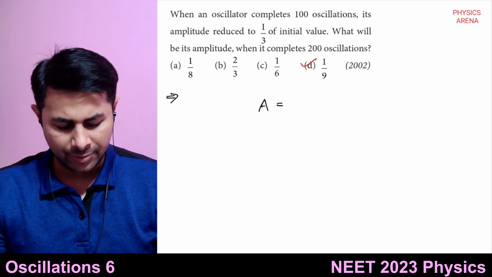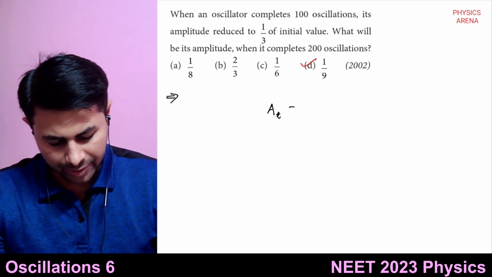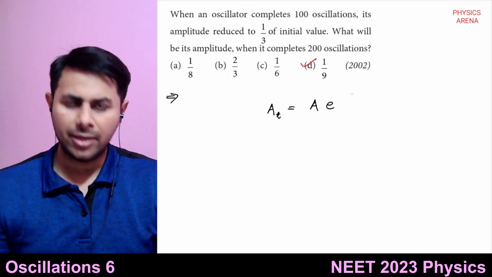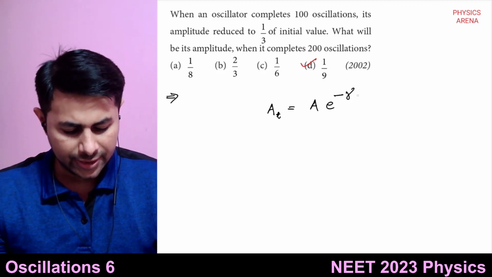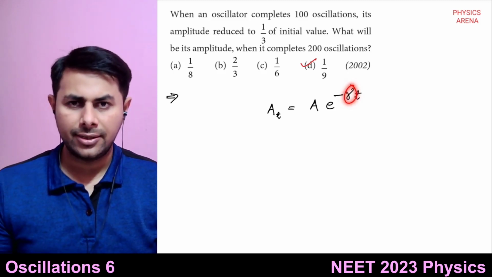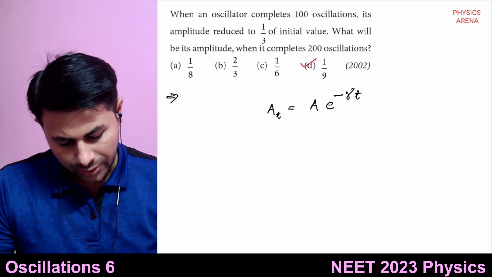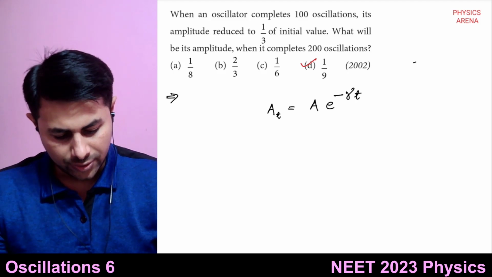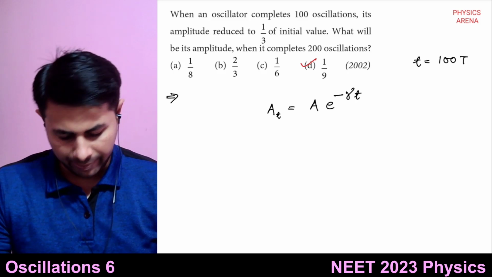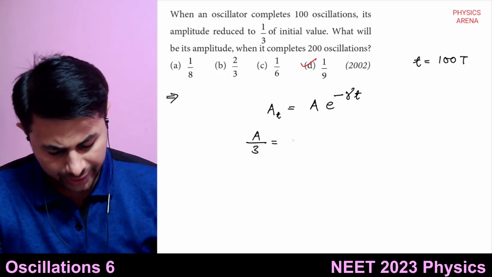A at some time t is equal to A multiplied by e raised to minus b upon 2m into t, or we can just write minus gamma t. Okay, gamma is called as decay rate. Now after 100 oscillations, t is equal to what? T is equal to 100 times T. What happens? You get amplitude equal to A by 3.